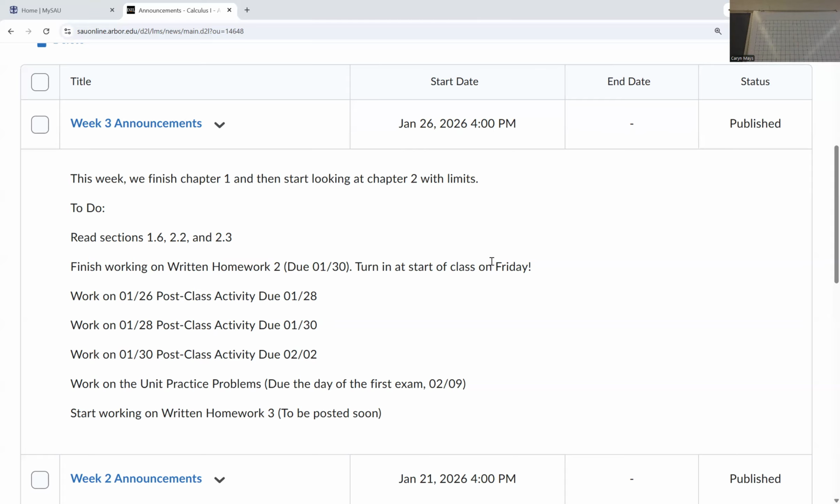And then there'll be one assigned for today. That's going to be using our rules of limits. And then also posted today was written homework 3 that has, again, 6 problems. 3 from what we're doing today, 1 for Monday and 2 for Wednesday, just by what good problems there were. That will be the last written homework before the exam that will be coming up on February 9th. So any questions on things as we get going?